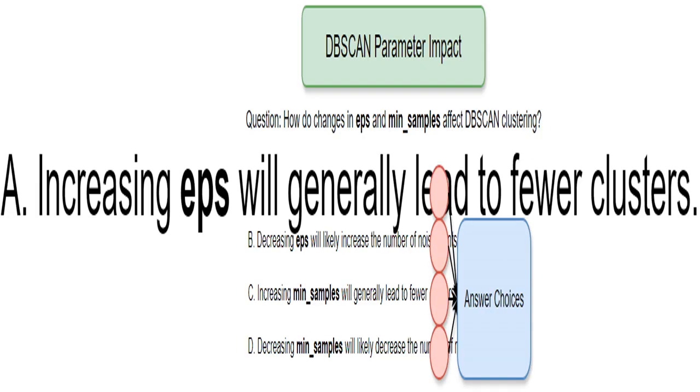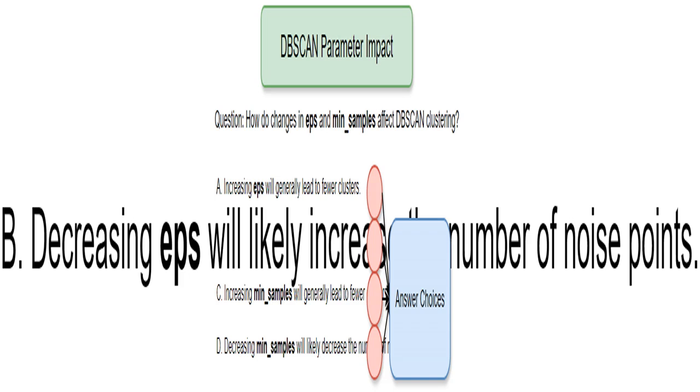Let's dive into it. I'd say this is true. Imagine increasing the radius, EPS. You're essentially giving points more chances to connect. Smaller, distinct clusters are now more likely to merge into larger ones. Therefore, you'll end up with fewer clusters. I agree with this statement too.